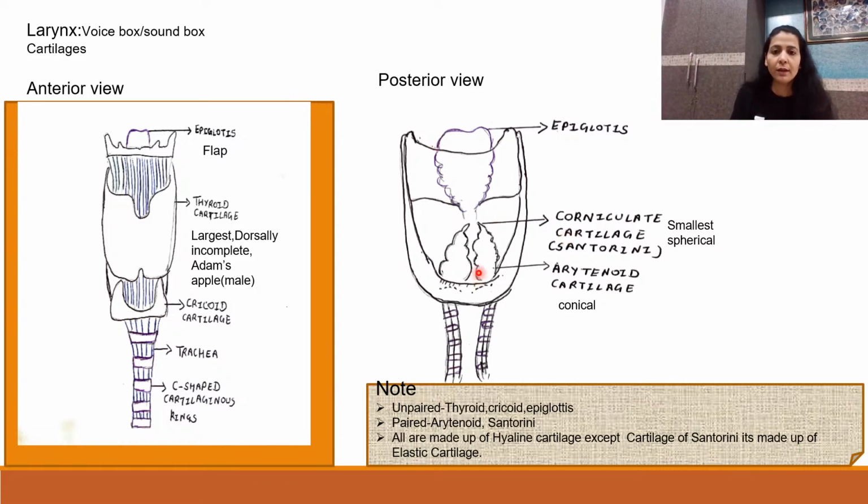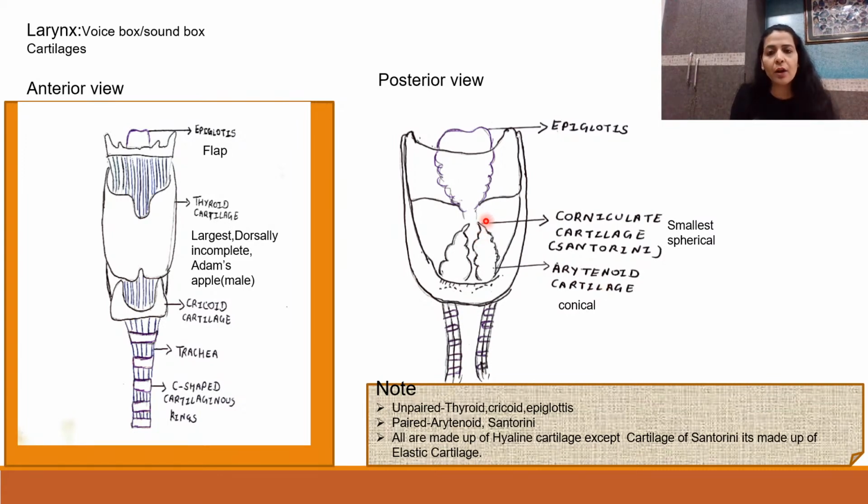Now there are two important cartilages which can be seen only in the posterior view. Can you see this conical kind of a thing? Can you see that they are in pair? There are two such structures. Now this is known as arytenoid cartilage. See, on the posterior side, there are conical shaped structures. They are two in pair. They are known as arytenoid cartilage.